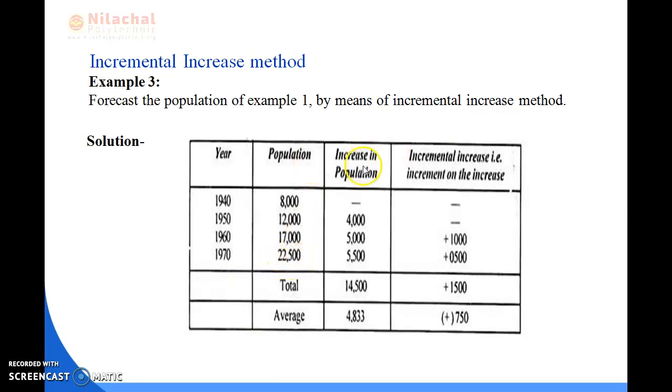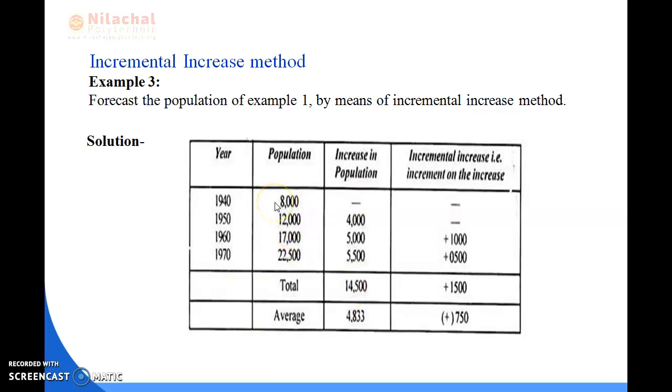Next we will be finding the increase in population. We can call it x, or Ia. In Ia, as in the arithmetical increasing method, you find the increase in population. You will find it the same way in this process.